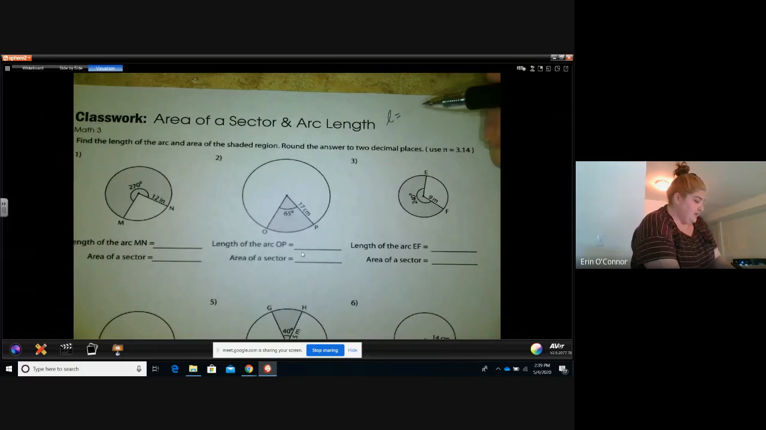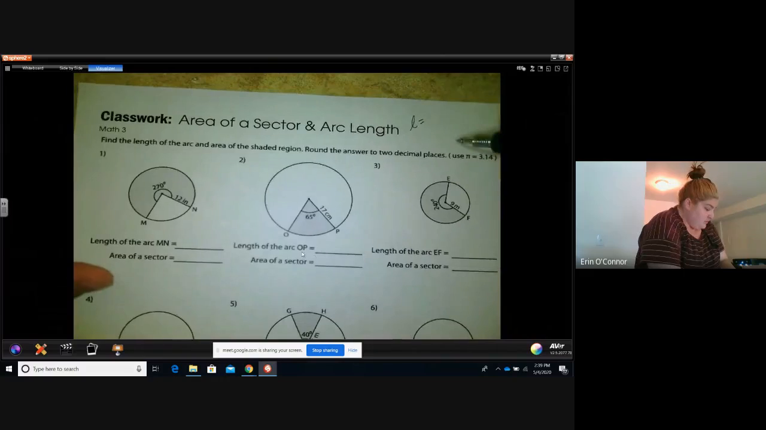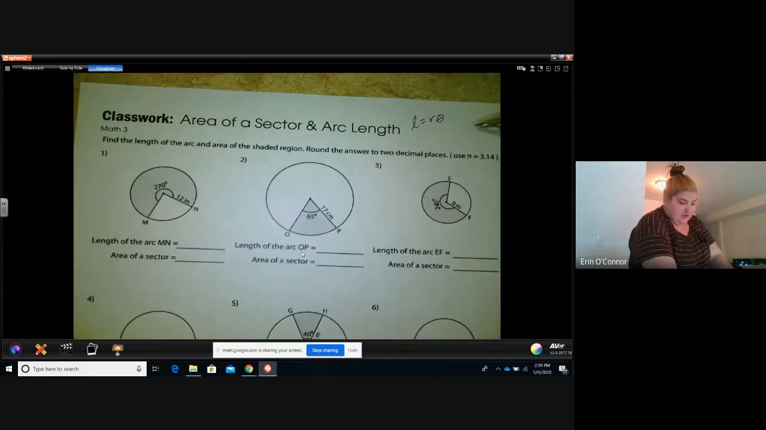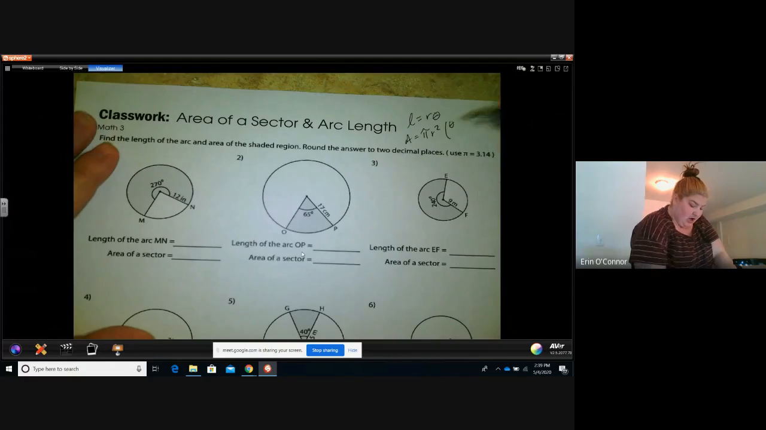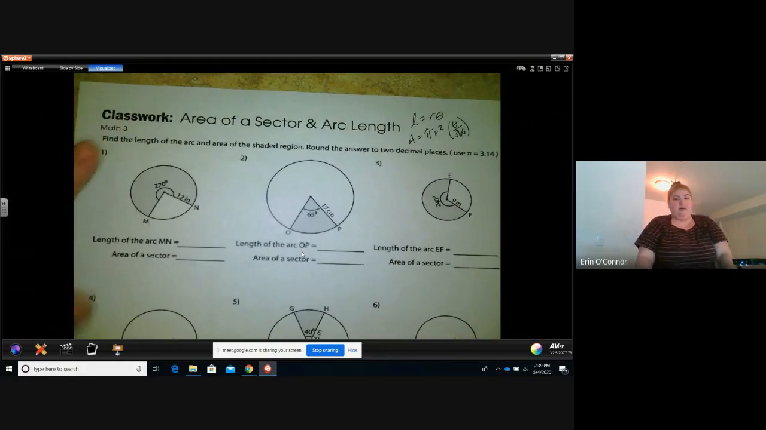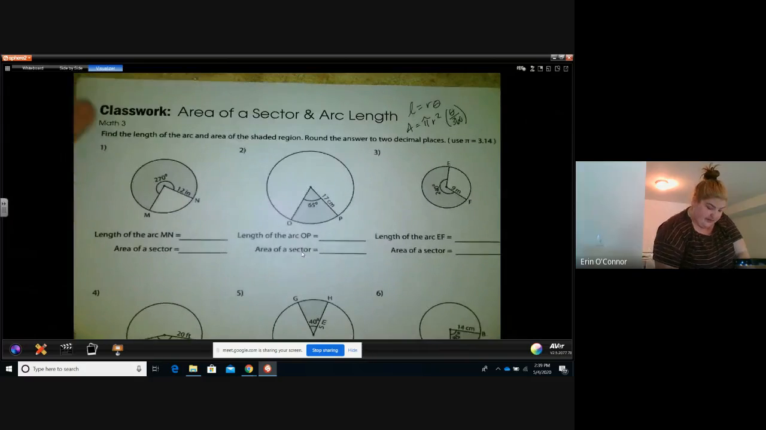It's up to you. And we're going to use our equation from yesterday, which was length is equal to, hopefully you remember this, r theta. And then we're going to use today's, which is A is equal to pi r squared theta. All of these are in degrees, so we're going to do theta over 360. Now, the big thing with all of that is I have to change this into radians to do all the lengths. So make sure you remember that.